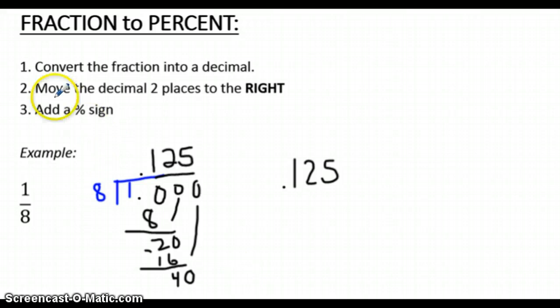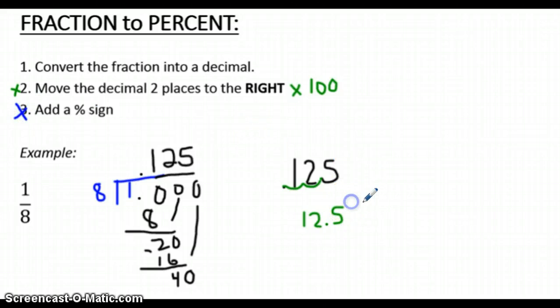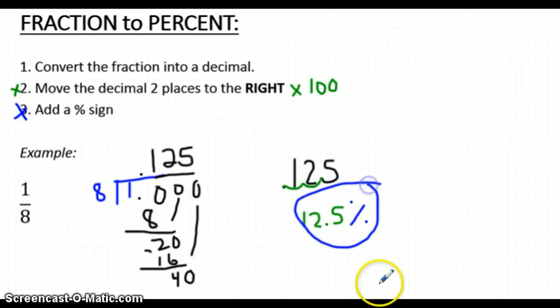the next thing that we're going to do is right here. Move the decimal 2 places to the right, because remember, you're multiplying by 100 to get it bigger. 1, 2. So now we have 12.5. And now all we have to do lastly is this final step, which is add the percent sign. So our answer is 12.5%.